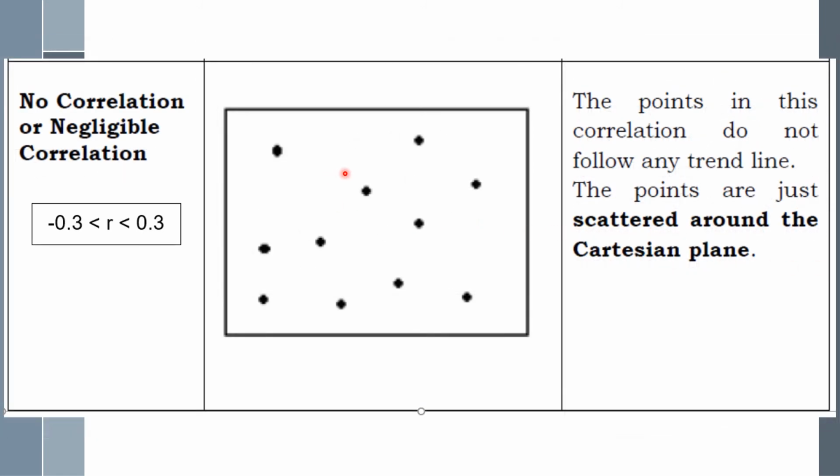And for this one, it is very scattered, and we cannot see a trend, whether it goes up from left to right or goes down from left to right. The points in this correlation do not follow any trend line. The points are just scattered around the Cartesian plane.